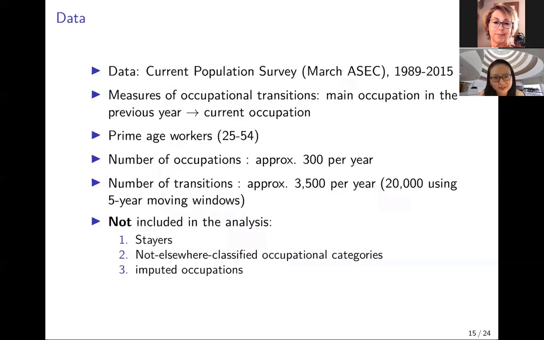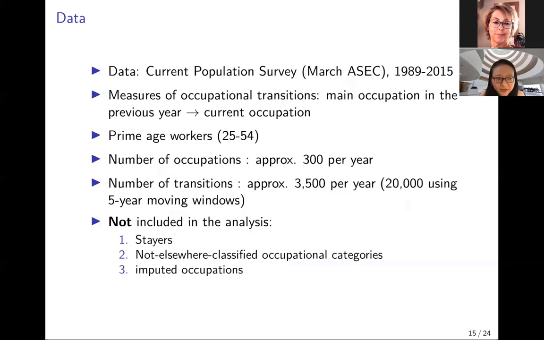And for technical details, read the paper. And then going to the data, I'm going to apply that algorithm to this occupational mobility data. We're using the March ASEC supplement in the CPS, because it has questions about the individual's occupation in the previous year and in the current year.